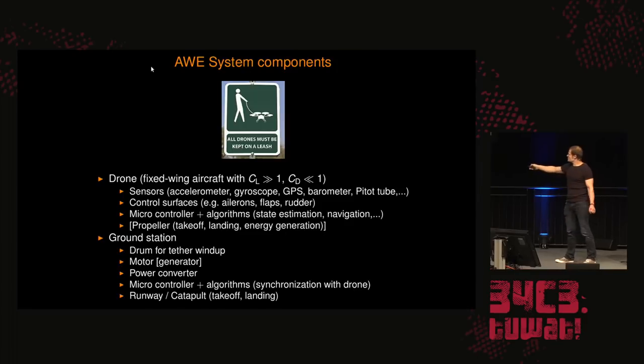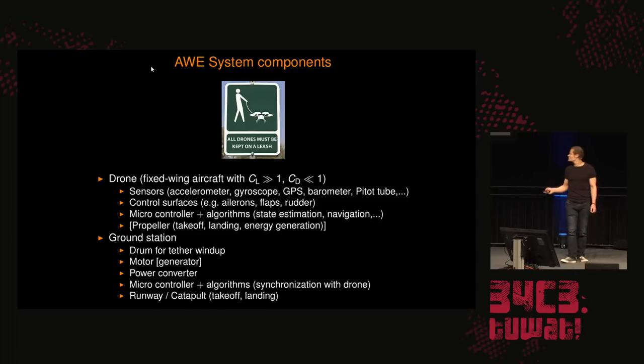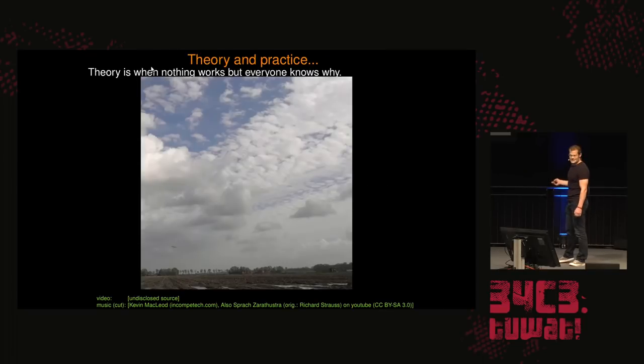The second thing is, of course, the ground station. So here you need the drum for tether windup. You need a motor, which eventually has to be transformed into generator mode if you have the lift mode. You need power converters, also microcontrollers and algorithms which synchronize your ground station operation with the drone, and you need a runway, catapult, or something alike for takeoff and landing. So far it looks quite simple, but the devil is in the detail.